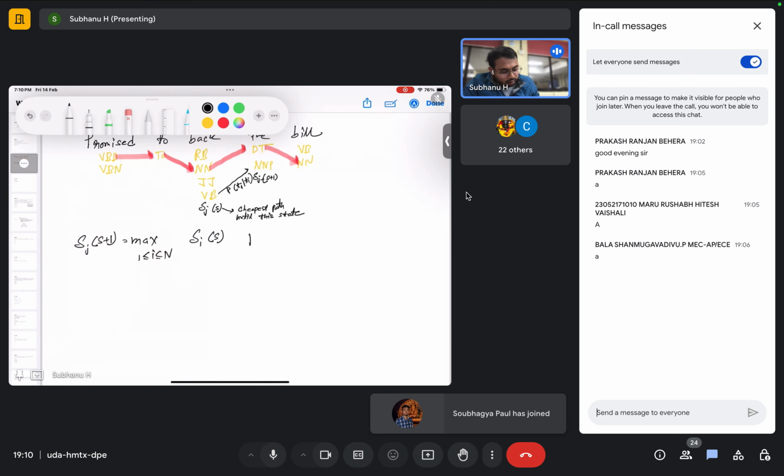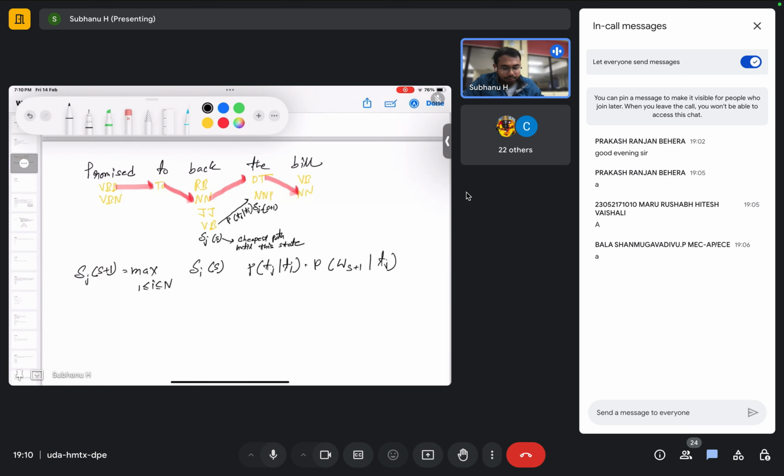Okay. And this is the transition probability, P(Tj given Ti), and this is the emission probability, and this is the transition probability, that is W(s+1) given Tj. So this is the transition probability, this is the emission probability, and this is delta i, the cheapest part with this state.